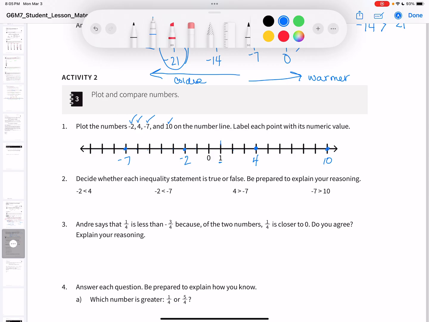So we've done that and we've labeled it. Decide whether each inequality statement is true or false. Be prepared to explain your reasoning. All right, so when a number is to the left of another number, it's usually less than.